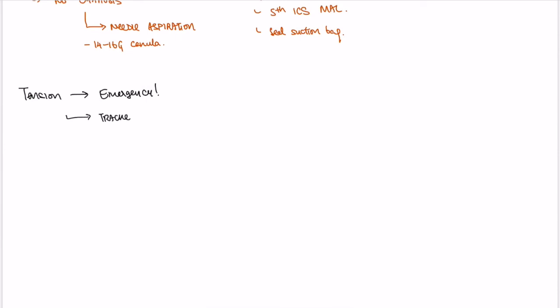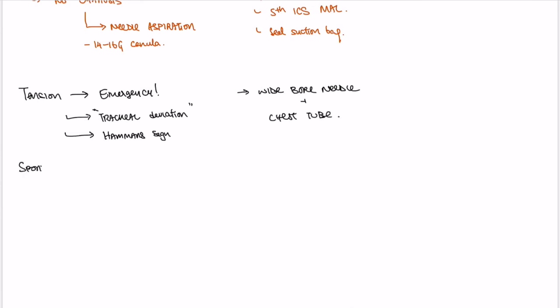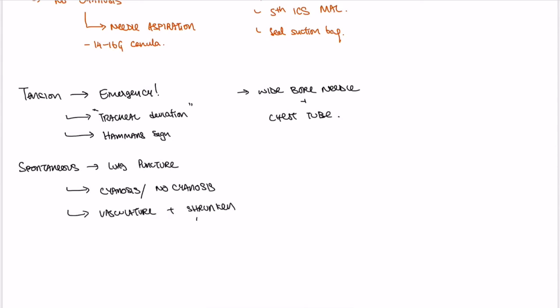The chest x-ray would show a tracheal deviation, and a key sign on auscultation is the Hamman sign. To treat it, you do a wide-bore needle to make it a simple pneumothorax, and then you insert a chest tube, and then find out the etiology of the tension pneumothorax. For spontaneous, you conduct a lung puncture and check if the patient has cyanosis or not. On chest x-ray, you would see vasculature plus a shrunken lung.